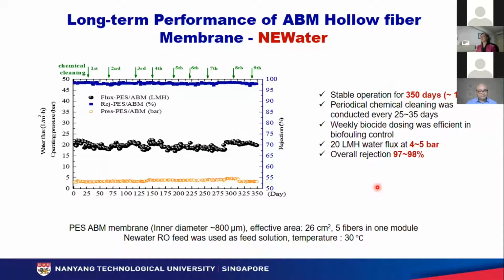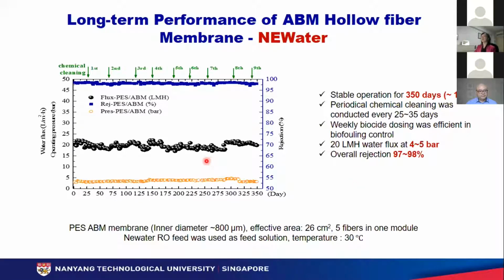We also tested our hollow fiber biomimetic membranes. This is also nearly 1 year of testing, 350 days, using the real feed from the NEWater plant. We also ran 20 LMH water flux, but the operating pressure was only 4 to 5 bar.